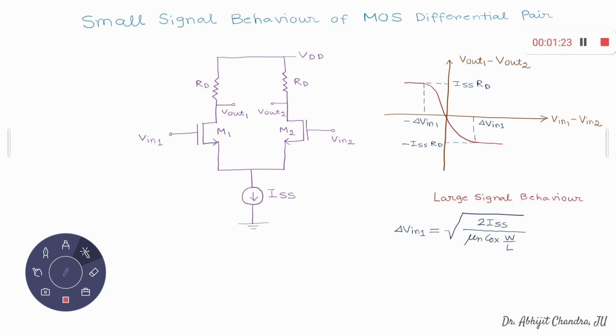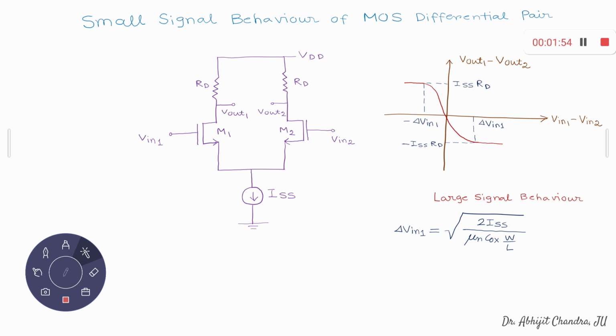On the other hand, if V1 minus V2 is much less than 0, magnitude wise large, then M2 will be on and it will carry this entire current ISS, and M1 will be off. In that case V out 1 is equal to VDD, and V out 2 is equal to VDD minus ISS RT. The differential output voltage is then equal to simply ISS times RT.